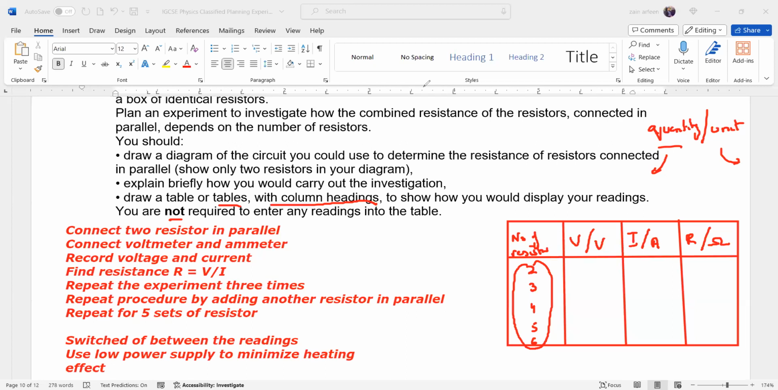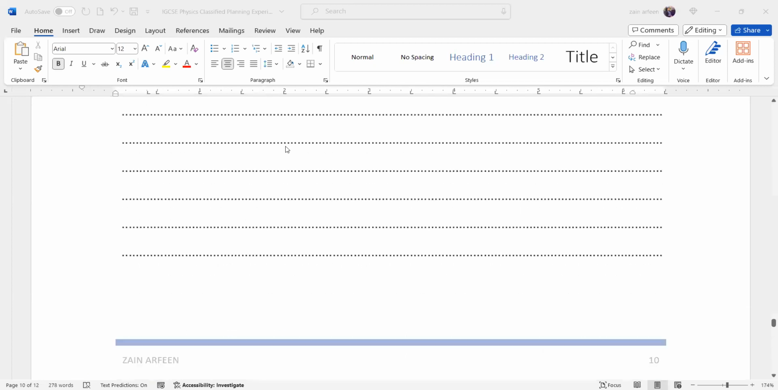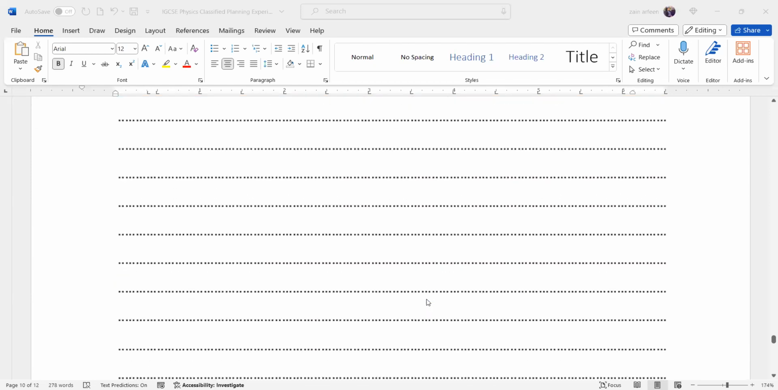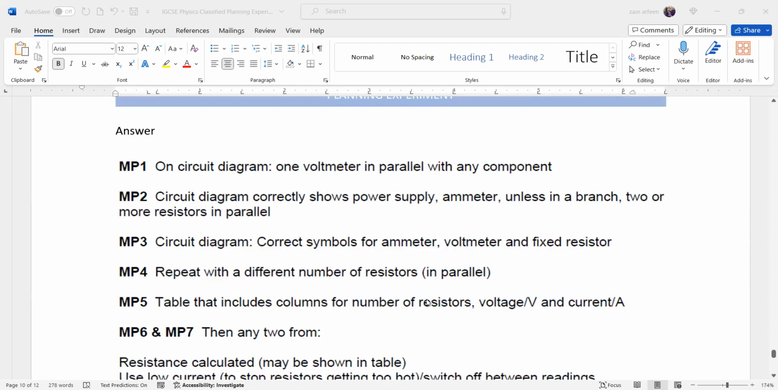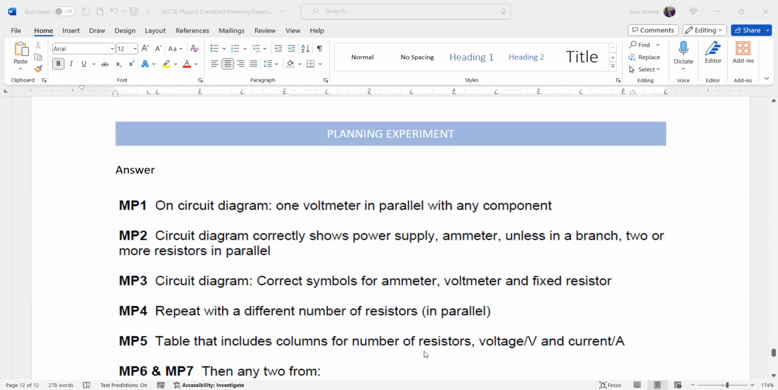I'll show you the marking scheme, the points which will score the marks. Look, that's how the marks are distributed. Yeah, sure. I will draw the diagram again.